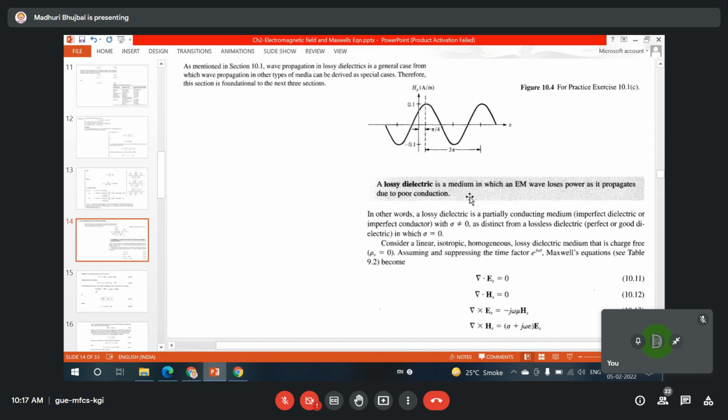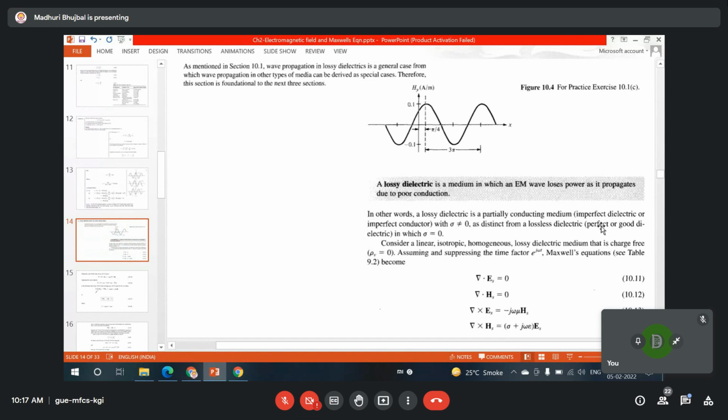Is it clear what is a lossy dielectric? Lossy dielectric क्या है? Is it clear from this sentence? Yes, ma'am. Write down. In other words, उसको ऐसे भी बोल सकते हो हम लोग. In other words, a lossy dielectric is a partially conducting medium. It is also called a partially conducting medium. In bracket you can write down imperfect dielectric or imperfect conductor.